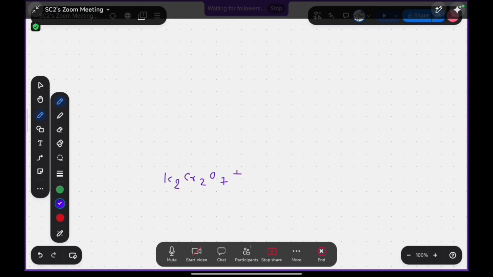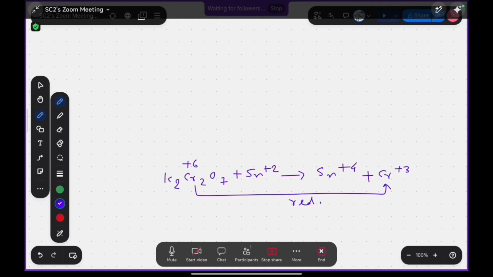K2Cr2O7 plus Sn plus 2. Just as you balance, you get the answer: Sn plus 4 plus chromium plus 3. So what do you see? Chromium plus 6 changes to plus 3, so this is the reduction reaction. And Sn plus 2 changes to Sn plus 4. This is the oxidation reaction.